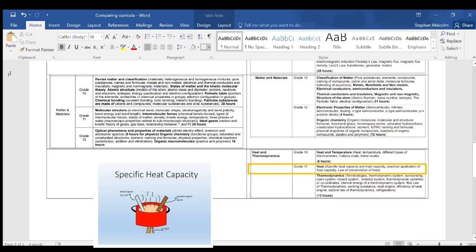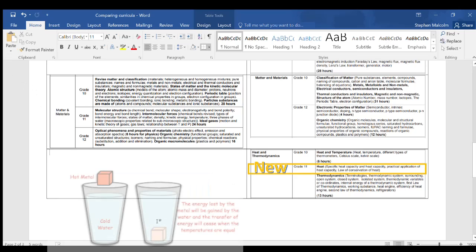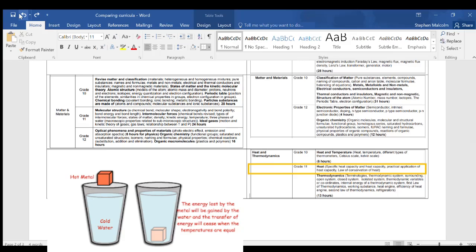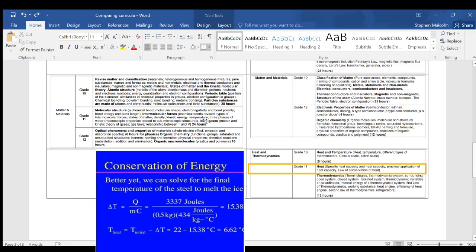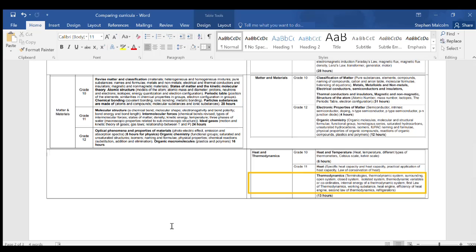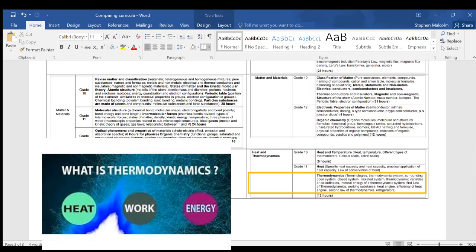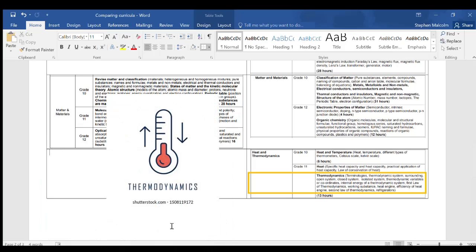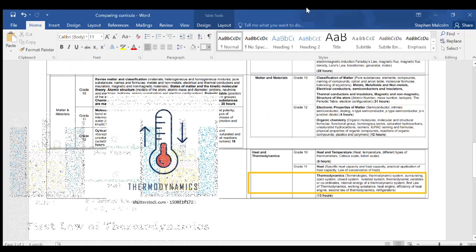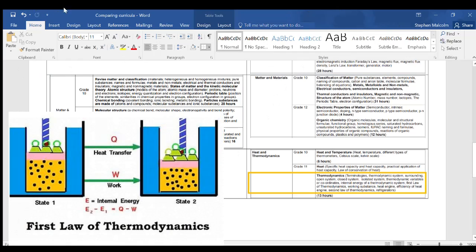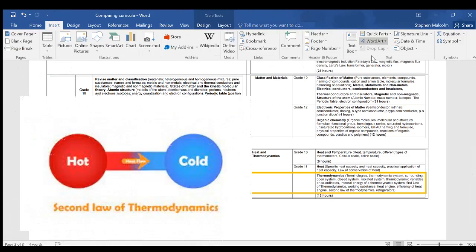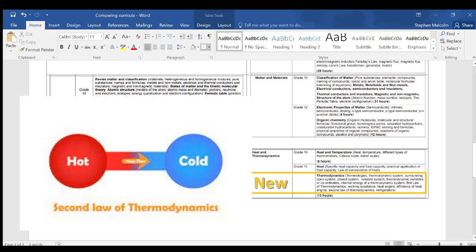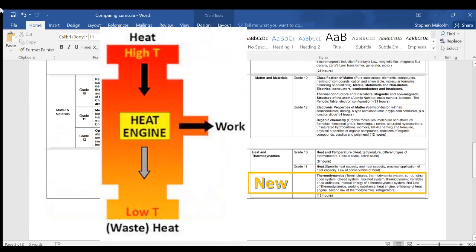What is new is looking at heat capacity, specific heat capacity, and the application of heat capacity and the law of conservation of heat, which is covered in grade 11 in the Technical Sciences. And then to end off heat and thermodynamics in grade 11, thermodynamics is looked at specifically. So in terms of open and closed systems and the transfer of heat, the first law of thermodynamics, the second law of thermodynamics, and then the application of those principles to working substances, heat engines, and refrigerators.